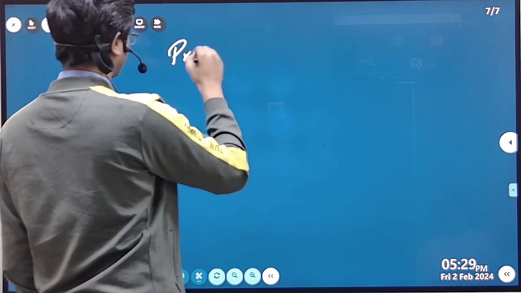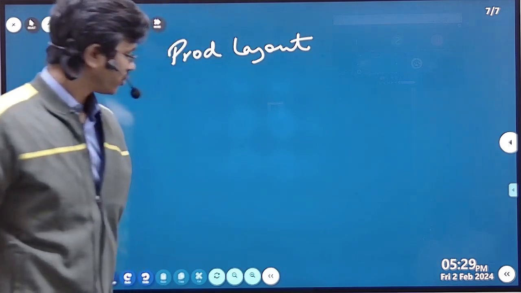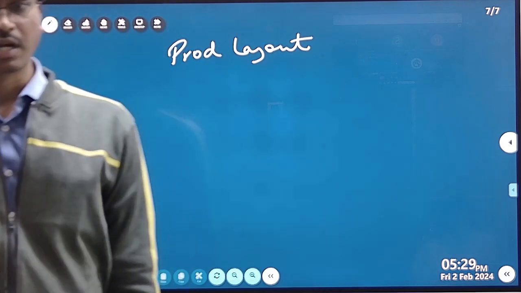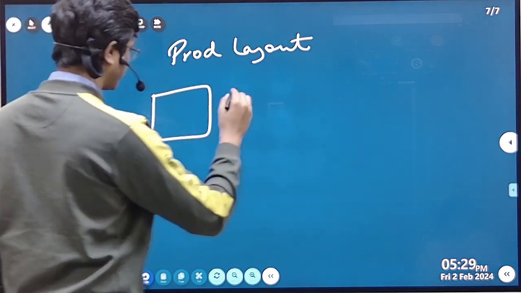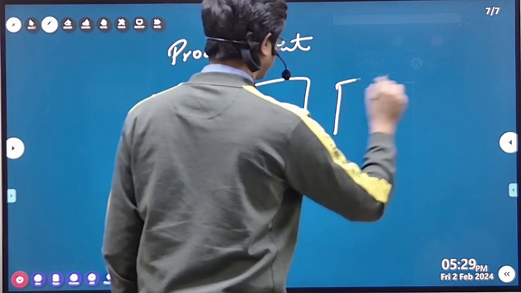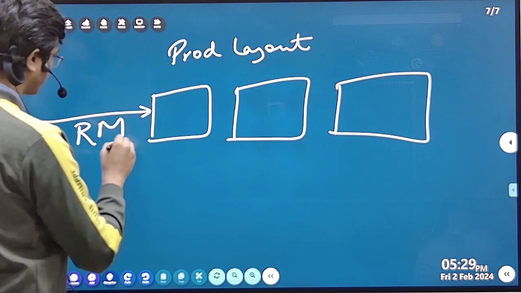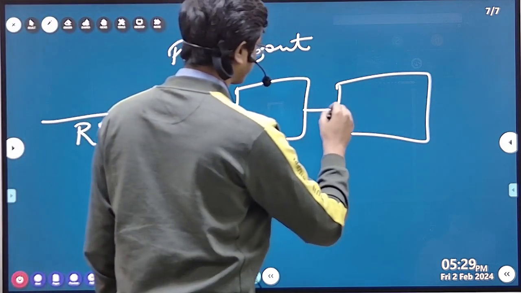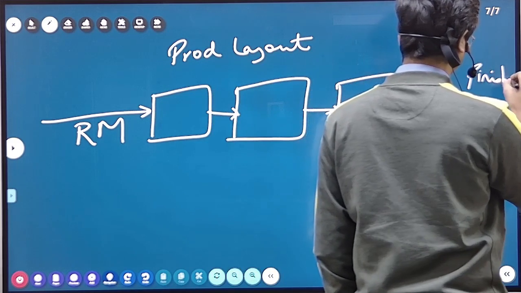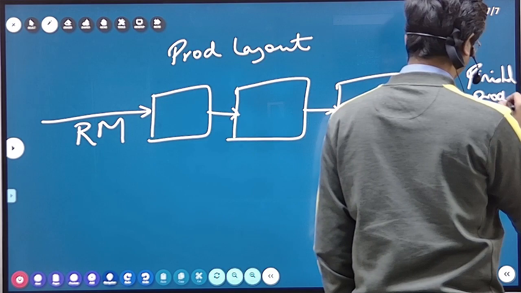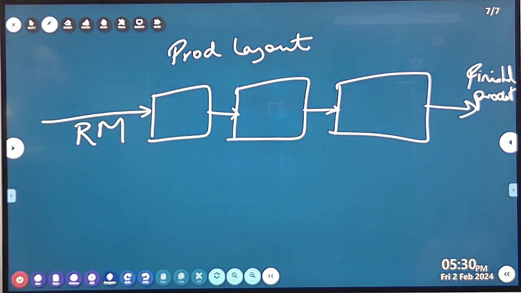Now product layout. So product layout is nothing but the way the goods is manufactured. So you might have several function processes in each, but you will have a single flow. So here your raw material will go in, and then it will flow through the individual processes, and here you will get your finished product. Right. So this is a product layout.